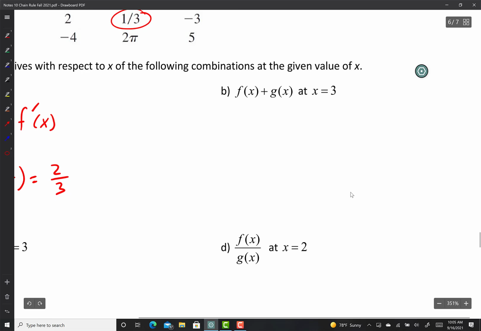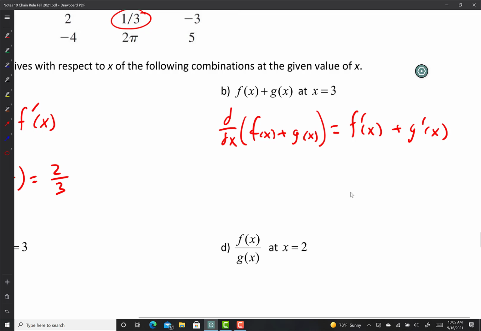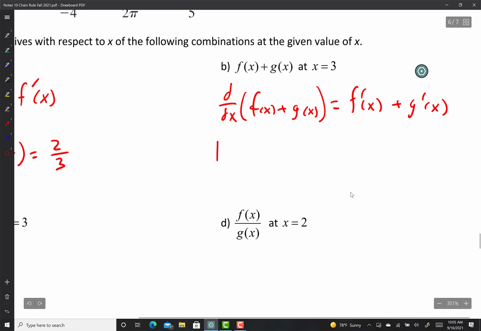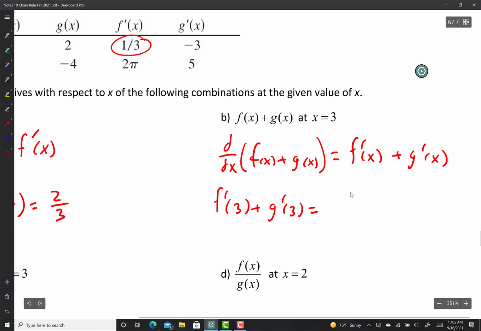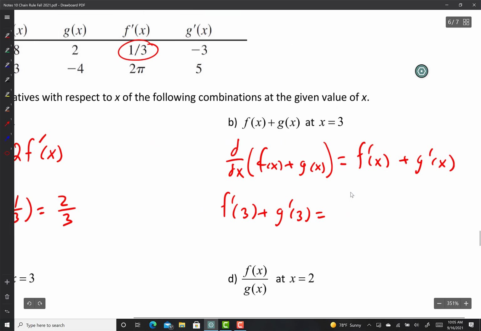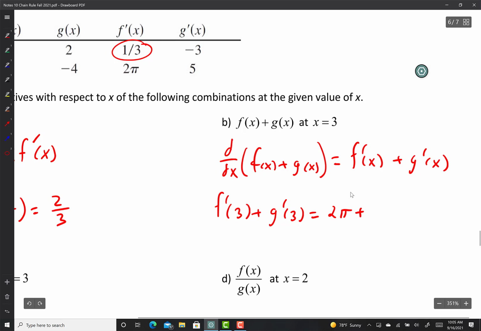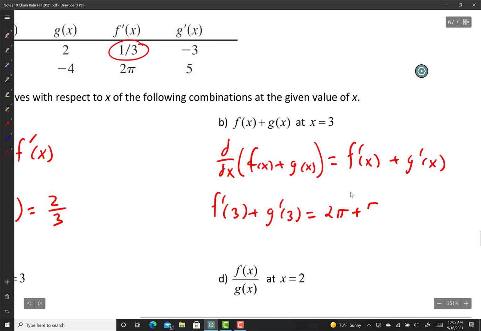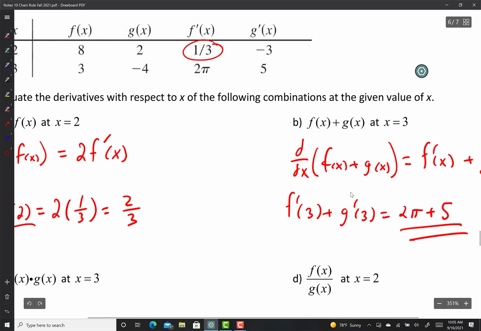So here we go. I want to find the derivative of this. So I'm going to write d dx of f of x plus g of x. So the derivative of that is just f prime of x plus g prime of x. Do you guys agree? And then on the next line, I'm just evaluating f prime of 3 plus g prime of 3. So I look at what f prime of 3 is. What's f prime of 3? 2 pi. Plus what is g prime of 3? 5. And there it is. That's it. 2 pi plus 5. Do you see what we're doing, guys? All right, let's go to the next one.